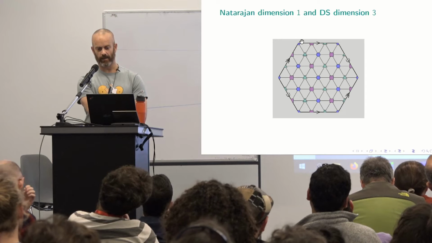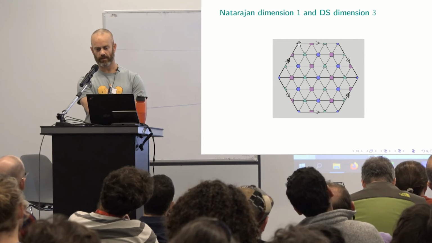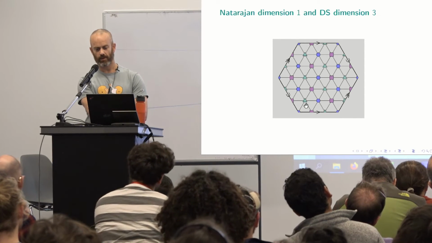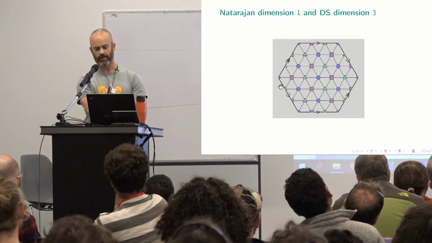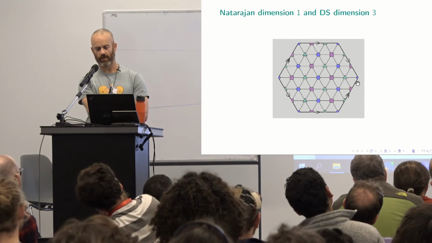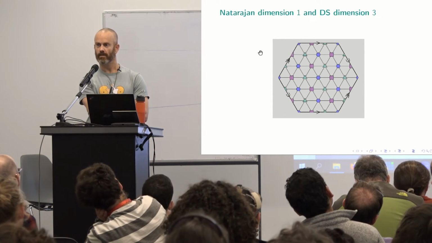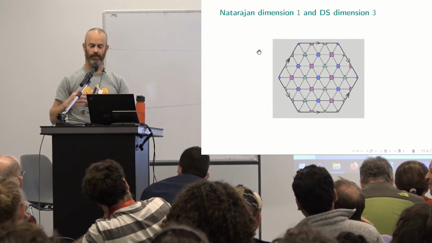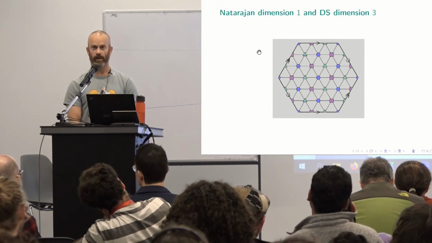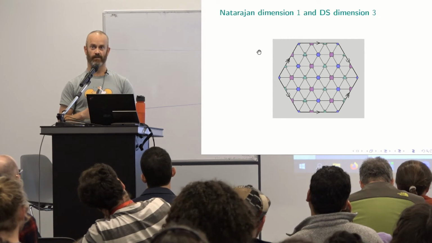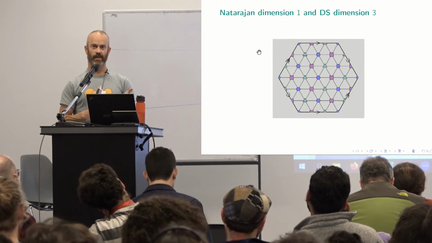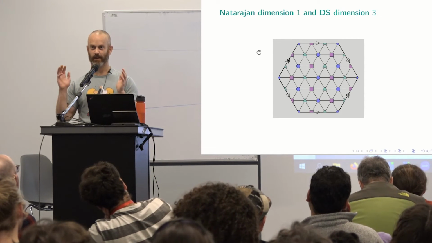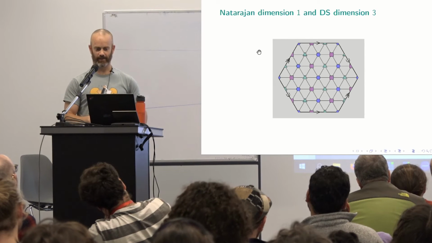And this is a finite object because we glued this edge to this edge, and we glued this edge to this edge. So it's sort of a closed surface. This is an example of a class of size 54 with Natarajan dimension 1 and DS dimension 3. It's a very nice picture, I like it.